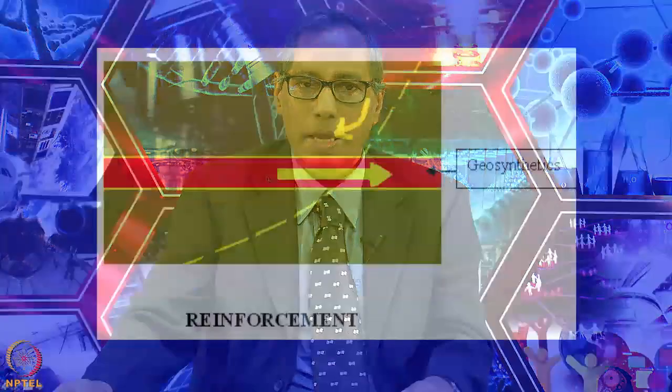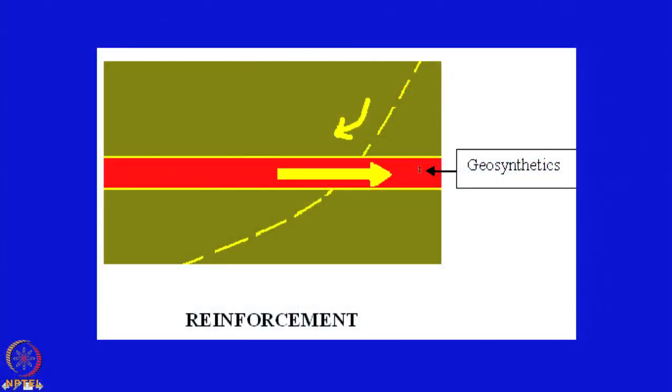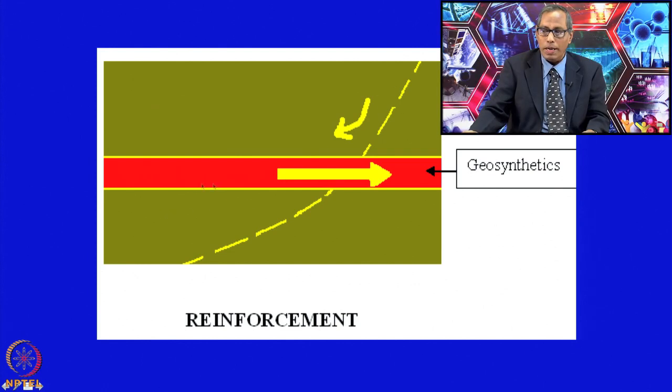Now, here geosynthetics act as a reinforcement function. For example, this is the slope. This slope can fail like this, then you can place the geosynthetic material between the embankment and foundation to increase the factor of safety. So, here the geosynthetic material acts as a reinforcement.